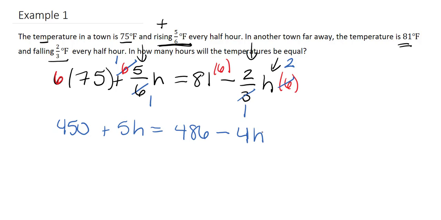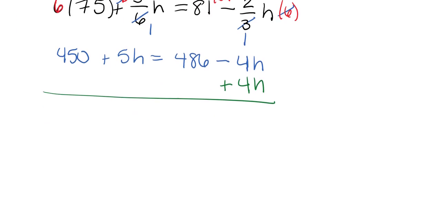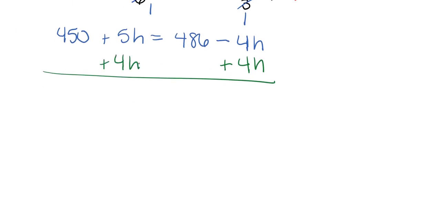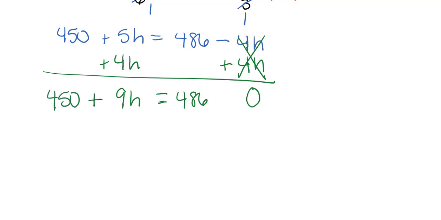So the first thing we're going to do is bring over this negative 4h to the left-hand side. So we'll add 4h on both sides because we do the opposite. Whatever we do to one side, we do to the other. This becomes 0. Let's bring down the equal sign and this 486. Now on the left-hand side, 5h plus 4h is 9h. Then we bring down this 450, and this is 450 plus 9h.